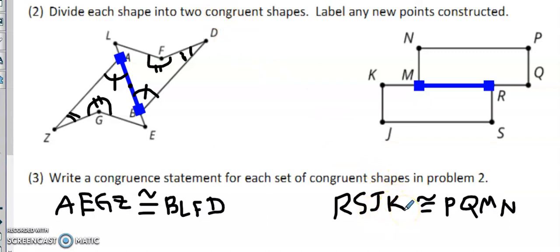So again, keep in mind that we do not list points that are on the segment as a letter on the shape. Only vertices are used as letters for the name of the shape.